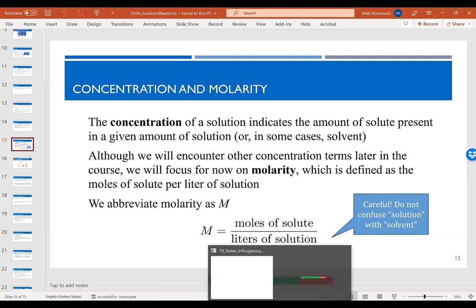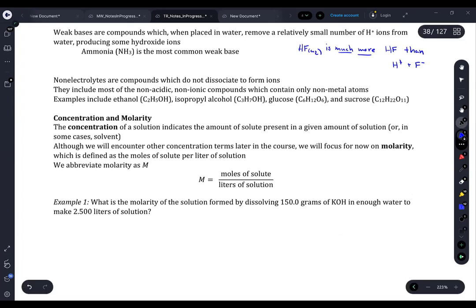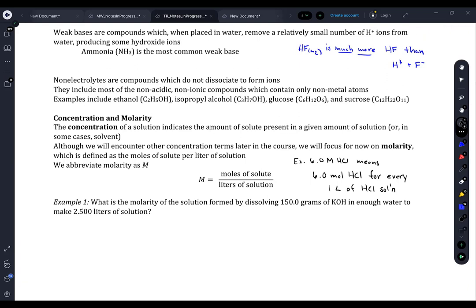So let me write that down in words, for example, okay? So example, in words, 6 molar HCl means 6.0 moles of HCl for every one liter of HCl solution. I will usually abbreviate that as just solution, or as just HCl, 1 liter of HCl. But please understand that if I write for every 1 liter of HCl, I really mean not pure HCl, HCl solution. Okay.